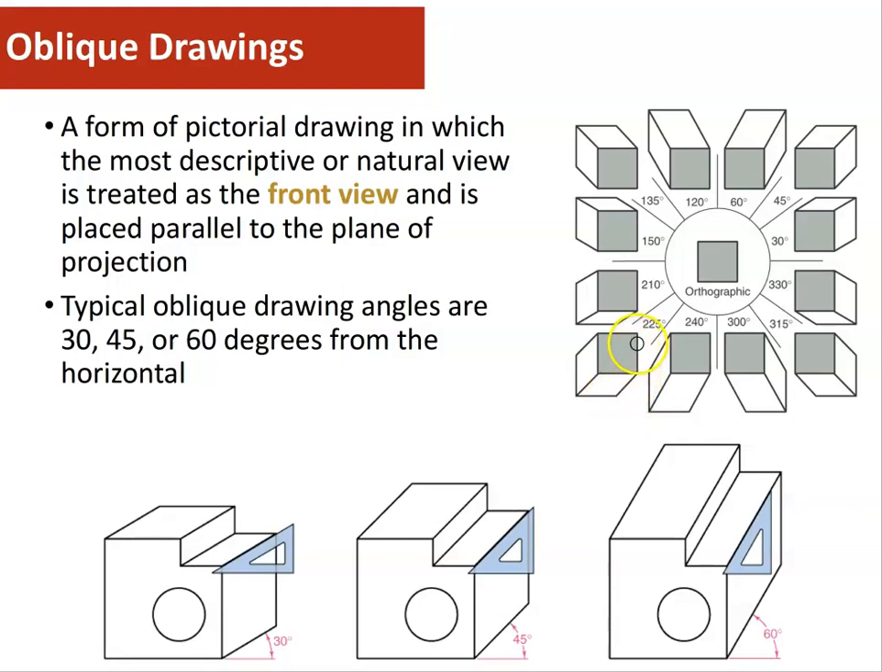So how do we pick which side becomes the front side? Here they tell us it is a form of pictorial drawing in which the most descriptive or natural view is treated as the front view. So if you're trying to draw your head, the most natural view would be your face as your frontal view. If you're trying to draw a car, you would draw it from this side because that is the most natural way to look at a car.